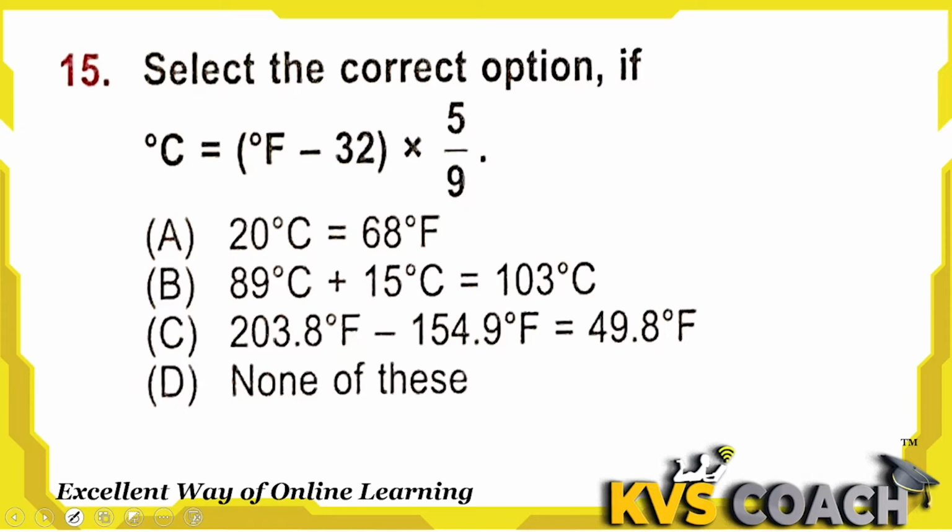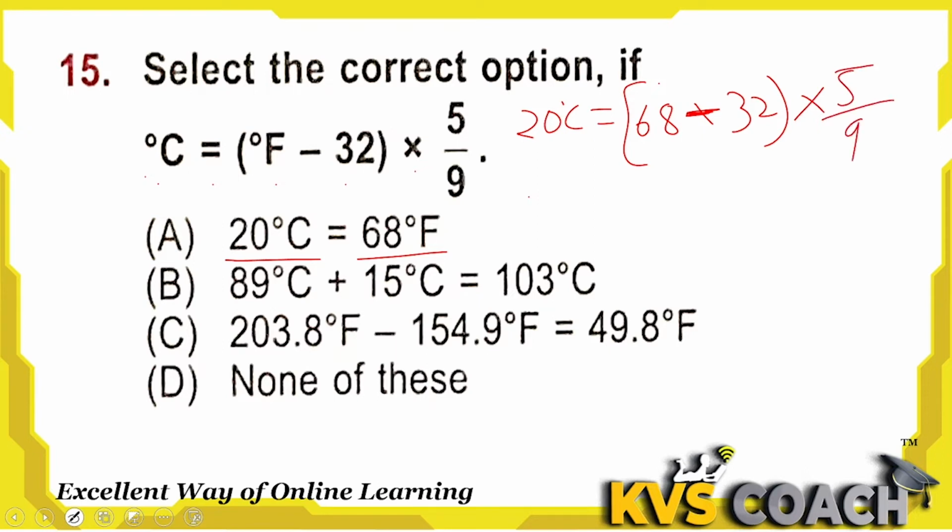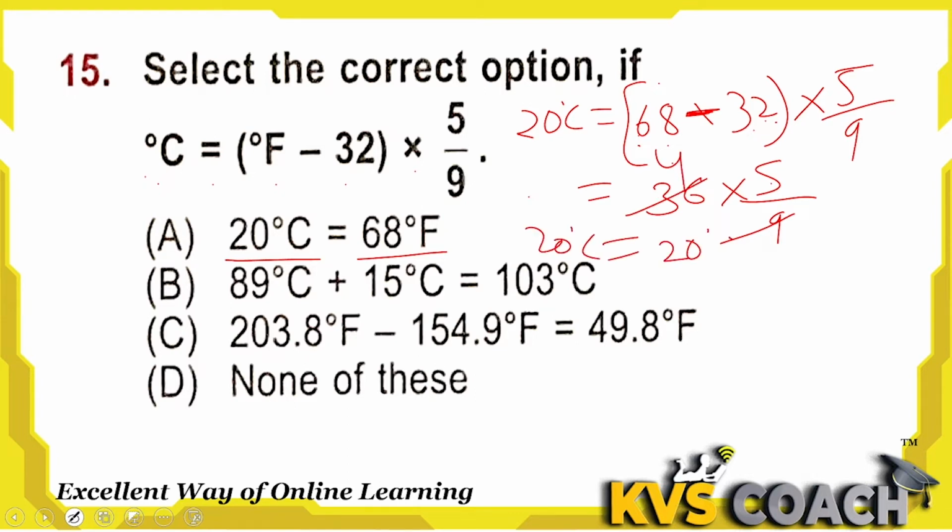Next is, select the correct option. If degree Celsius is equal to Fahrenheit minus 32 into 5 by 9. Okay, 20 degrees Celsius is equal to this. So let's check. Okay, here it is 20 degrees Celsius and Fahrenheit is 68. 68 minus 32 into 5 by 9. So this is 68 minus 32, it is 8 minus 2, 6, and 6 minus 3, 3. 36 into 5 by 9. 9 4s are 36 and 5 4s are 20. So here it is 20 degrees Celsius, here it is also 20 degrees. So it means they are equal. It means this is right.